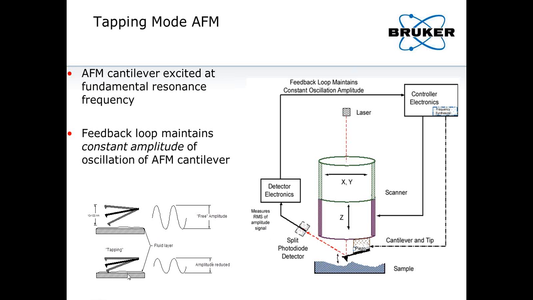Since the tip is not in constant contact with the surface, that's why it's light. So the force is much smaller than in contact mode, and it also eliminates the lateral force, which can tear the sample. However, in tapping mode, the force is not directly controlled because the amplitude changes or responds to the force not in an instantaneous manner.